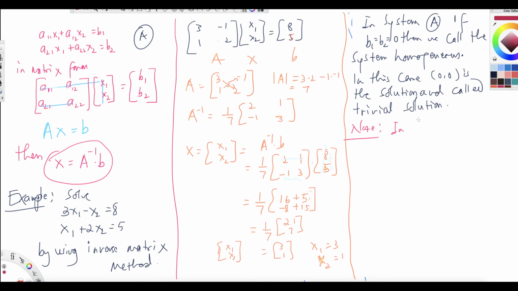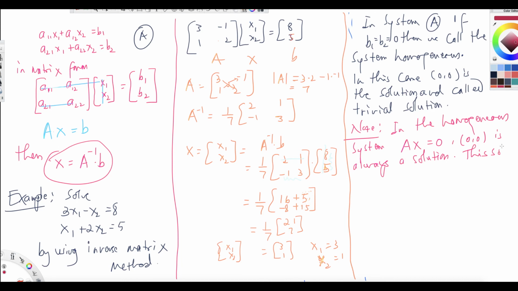In the homogeneous system, what is the homogeneous system? AX equals 0, right? In the homogeneous system, AX equals 0, where A is A11, A12, A21, A22, and X is X1, X2. In this system, (0, 0) is always a solution. This is a trivial solution, right?